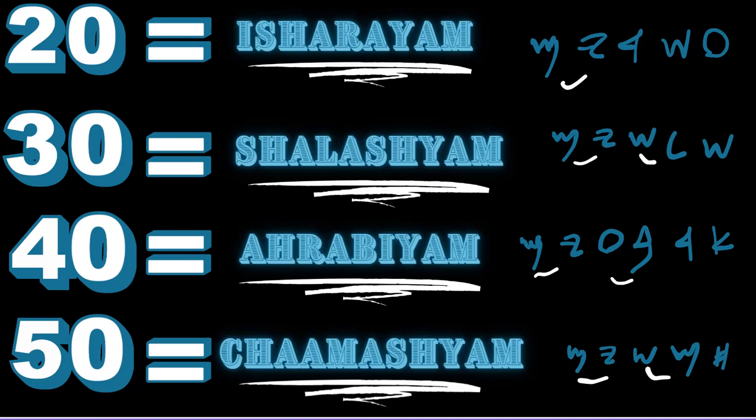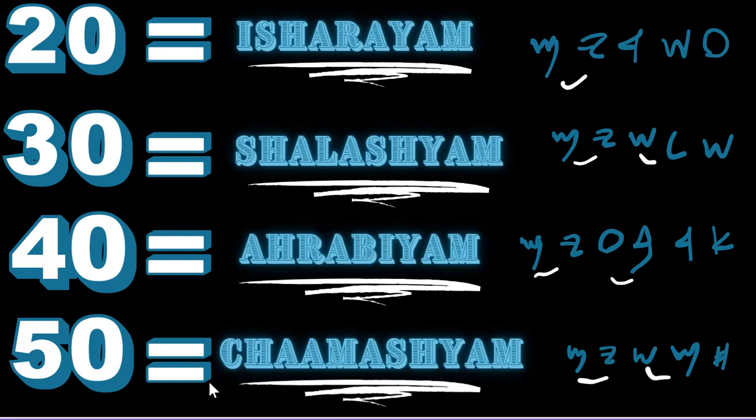But you go to 30, Shalashim. Because Shalash is 3, but Shalashim is 30. 40: our 4 is Arabai, but 40 is Arabayim. Now you kind of understand what's going on here. 50: 5 is Hamash, but 50 is Hamashim.